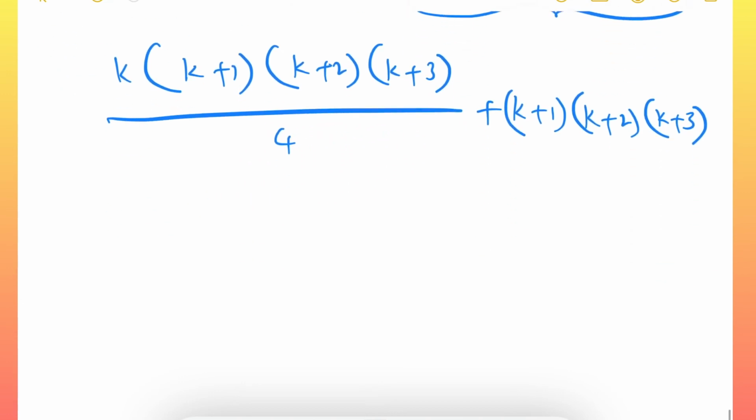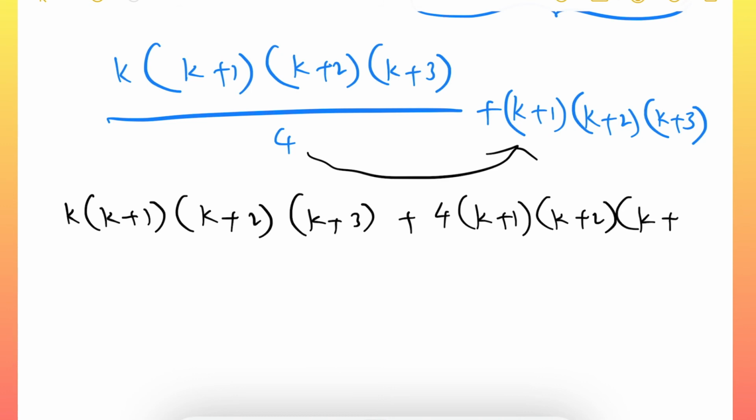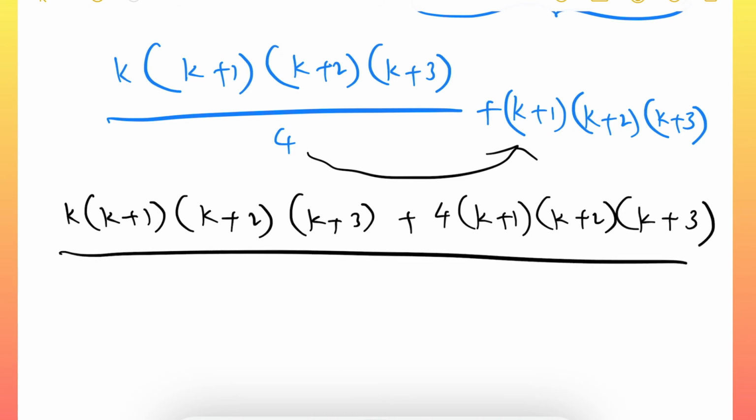Okay, now let us simplify from here onwards. k into (k+1) into (k+2) into (k+3) plus this 4 multiplied with this one, 4 into (k+1) into (k+2) into (k+3), whole divided by 4.